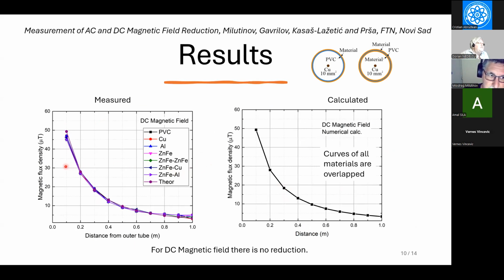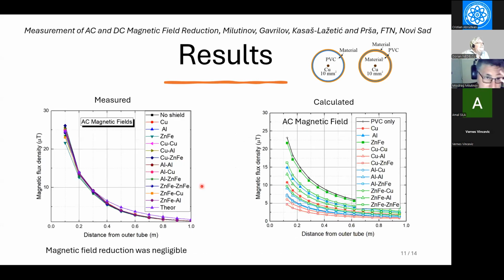This is the result of the DC magnetic field. On the left side, measured results. On the right side, calculations. COMSOL, this is the package that we use, gives us the same results for any type of shield. So I think we almost didn't expect that there would be some reduction, and this measurement on the left side just proved that for a DC magnetic field we cannot expect such reduction, especially if we use copper or aluminum. Maybe galvanized steel will introduce some reduction, but it's not good enough or not thin enough. Maybe this is the reason.